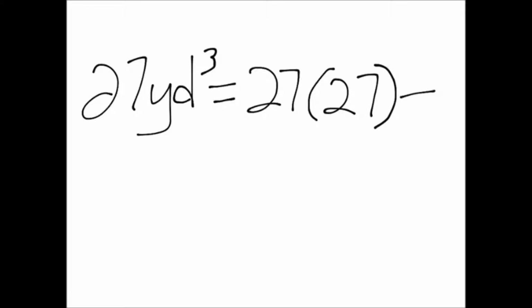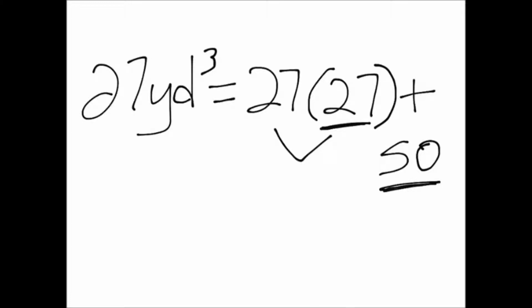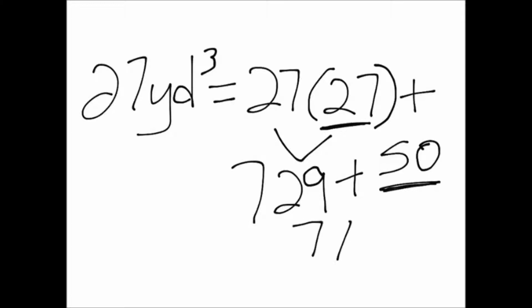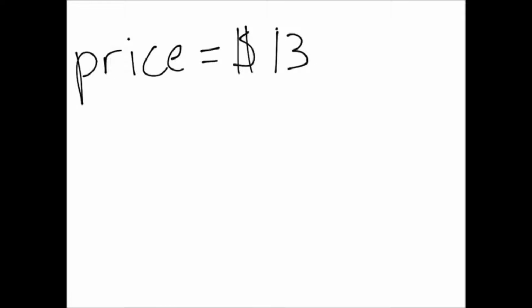So 27 cubic yards equals 27 times 27 plus 50. We already know that this has tax included, and this is the delivery fee. So 27 times 27 would equal 729. Now all you would have to do is add 729 with 50, and that would equal $779. And that's your price for American topsoil.